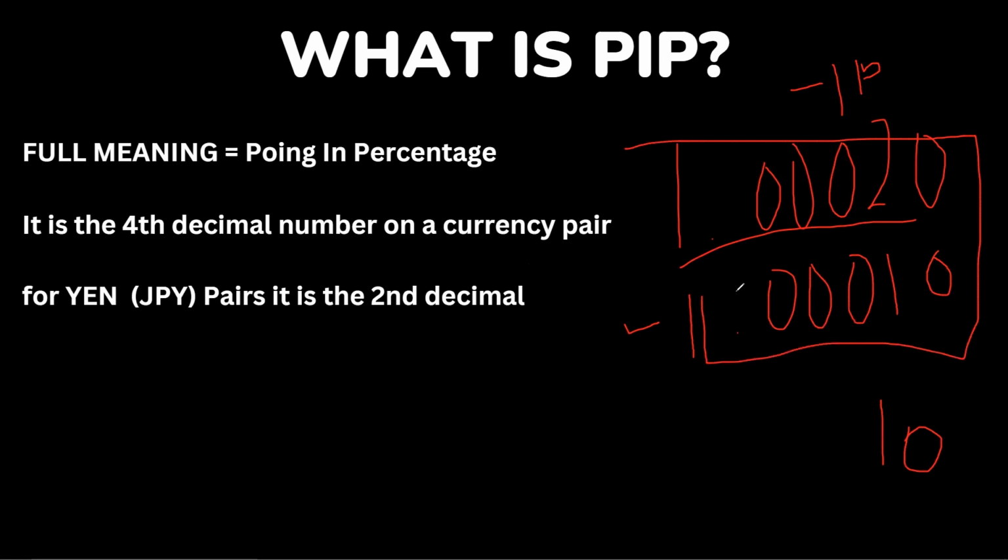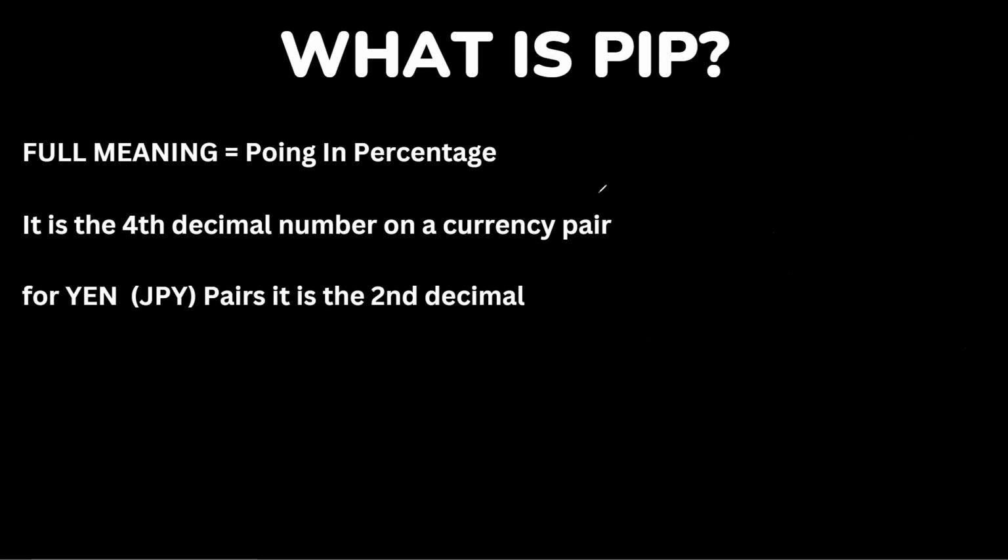But there are better ways of doing this, which technology has helped us with, right? There is software where you don't need to do the calculation. You just draw a line and it will tell you automatically how many pips the market has moved. So that is the old way of calculating pips. You just need to know that.